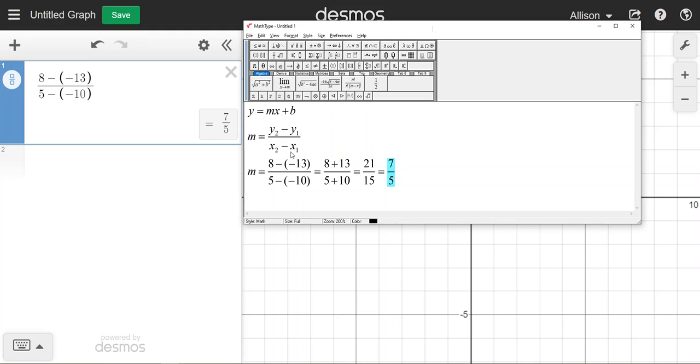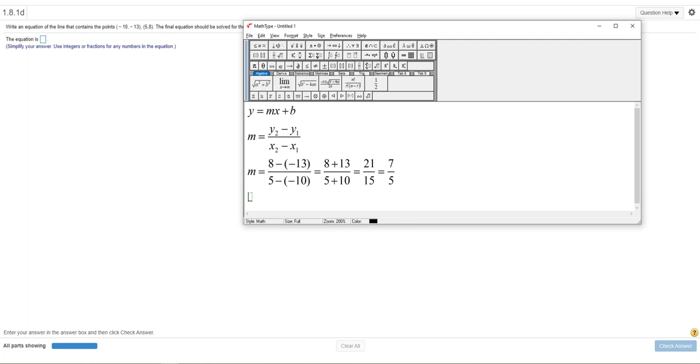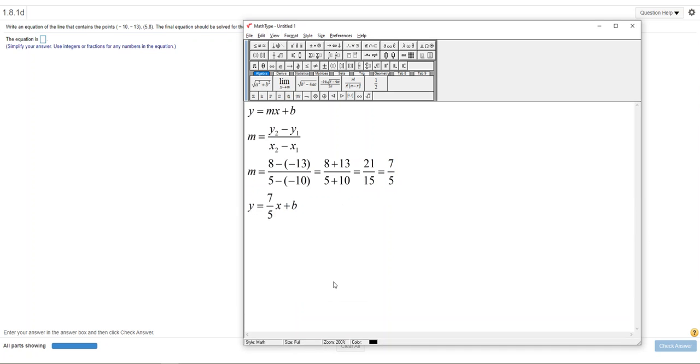All right. So now that we have the slope, we need to find the y-intercept. So again, I'm going to go back here, and I'm going to rewrite my equation. My equation was y equals mx plus b, right? And now I know m. So I'm going to copy and paste this and replace m with 7/5. I'm just going to go ahead and make that bigger. But I don't know b, so we need to discover b.